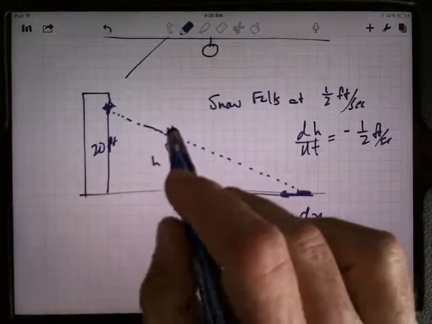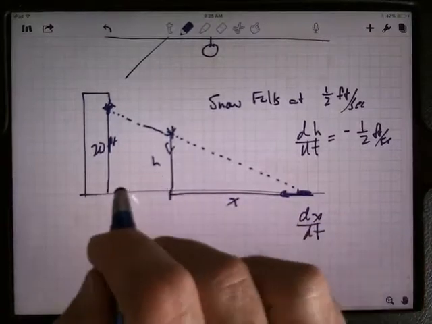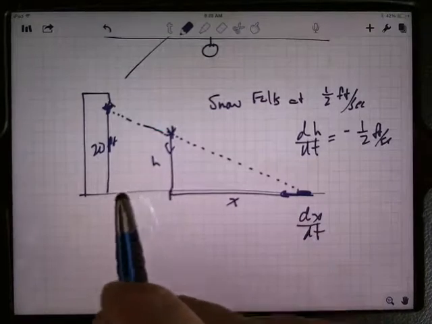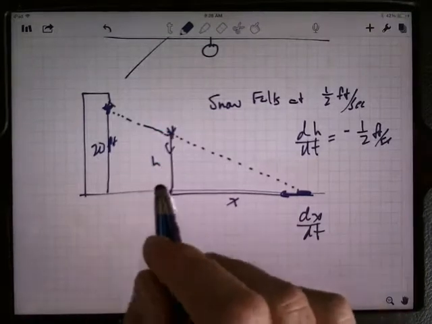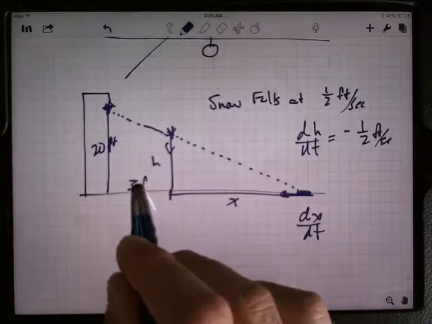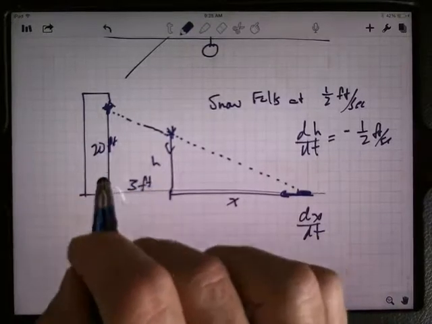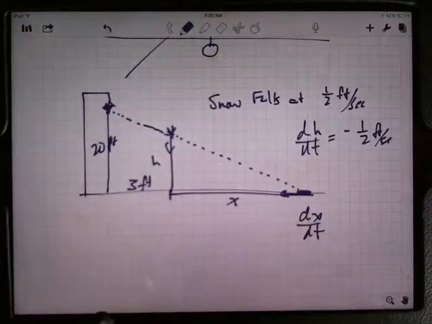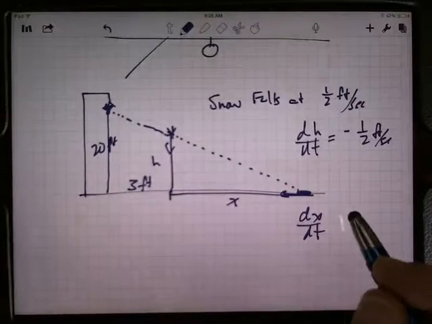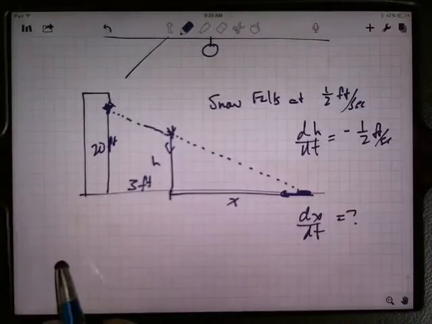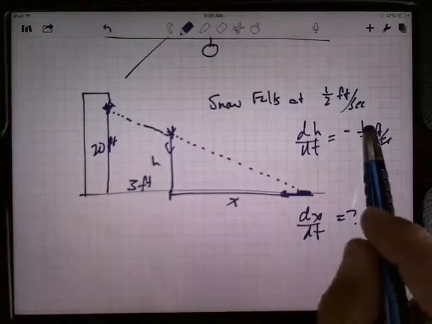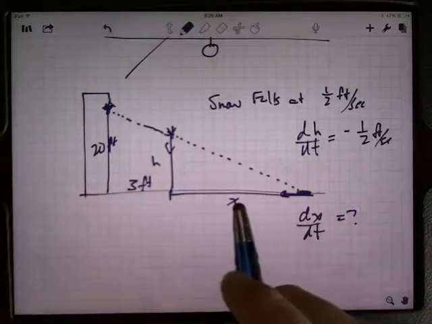Right? The snowflake is falling a fixed distance away from the street light, and I'm going to have to tell you it's going to be different for each snowflake, but let's just pick a particular snowflake and say, oh, maybe this is 3 feet away from directly underneath. Okay. So dH dt is minus a half a foot per second. I'm looking for dx dt.